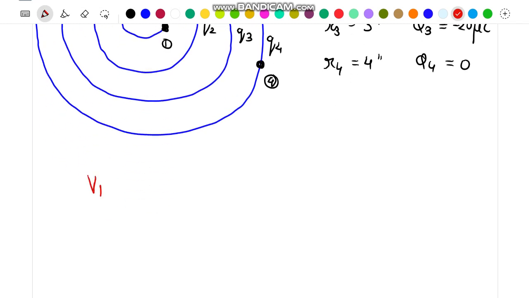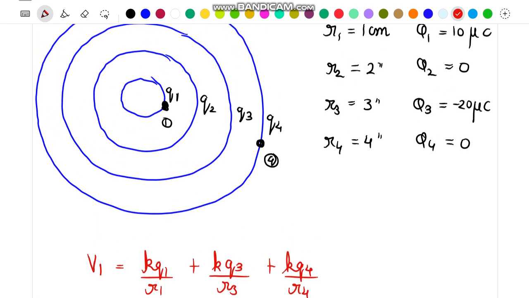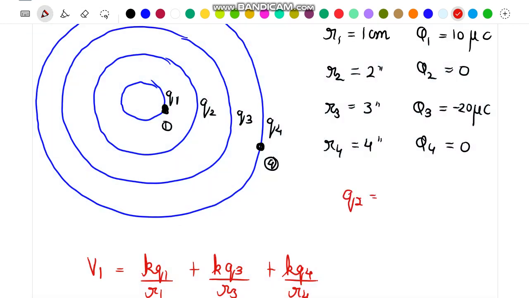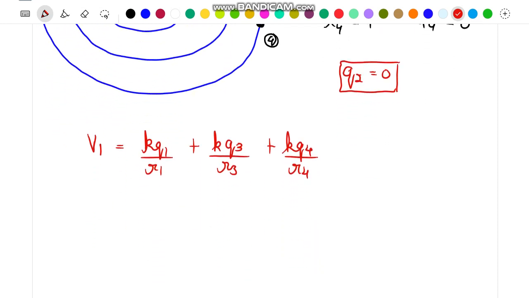Now the value of V1 can be written as K Q1 by R1 plus K Q3 by R3 plus K Q4 by R4. Actually this follows from the fact that the value of Q2 will be 0, since shell number 2 is isolated and initially had 0 charge, so the final charge on shell 2 will again be 0.